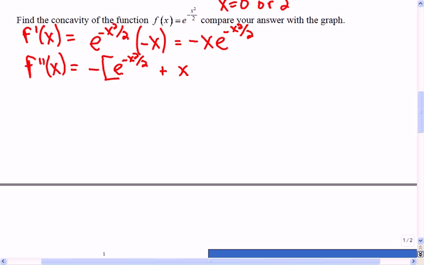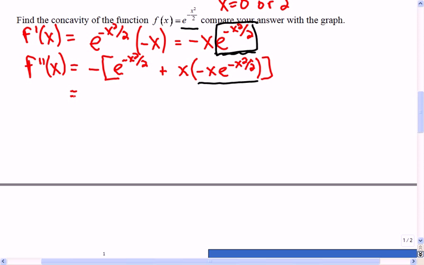And this piece that I'm trying to differentiate here, that's the original function. So if you catch that, you don't have to actually do the derivative again. You can just reuse your answer. My answer for that one was negative x e to the negative x squared over 2. So I'm saying the second part of the product has this derivative because I know that from the first derivative. If I try to tidy this up a little bit, I'm going to factor out this e to the negative x squared over 2.